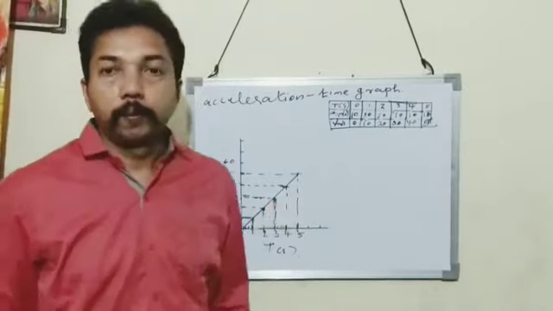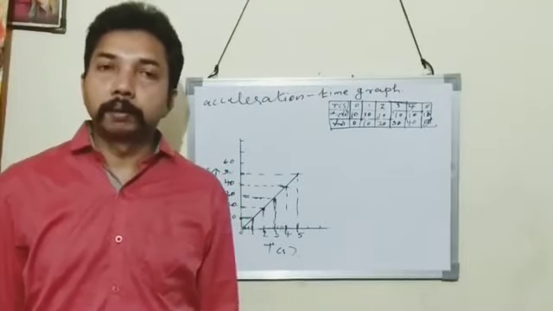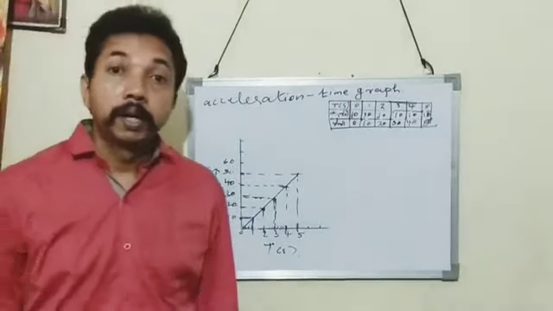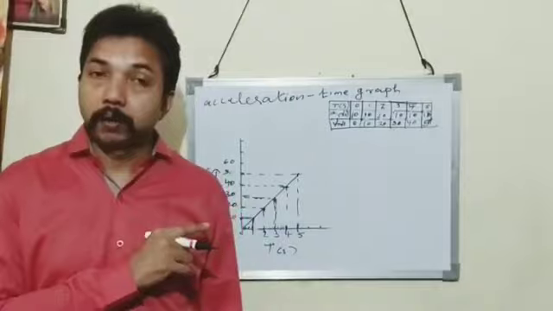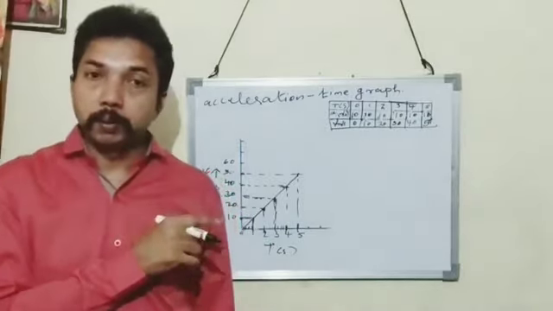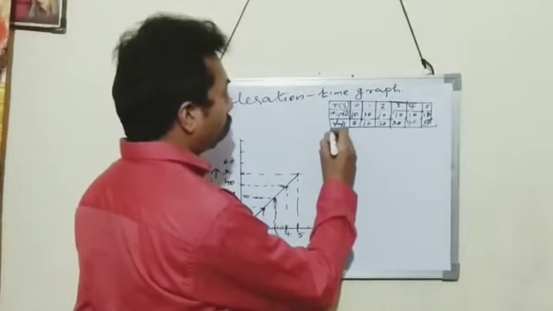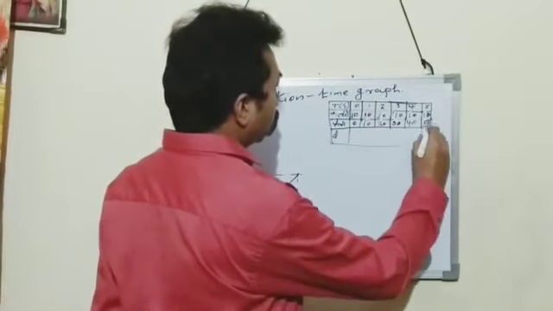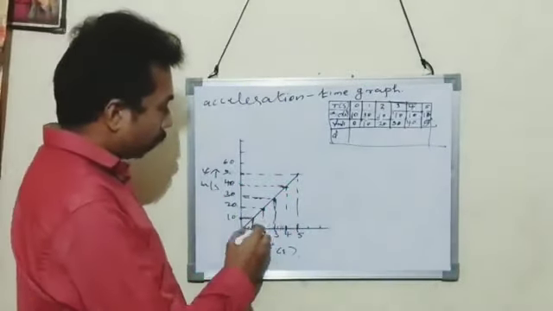So this is the velocity time graph of a freely falling body. Then from the velocity time graph we can find the displacement by finding the area between the graph and the time axis, that is, the x-axis.